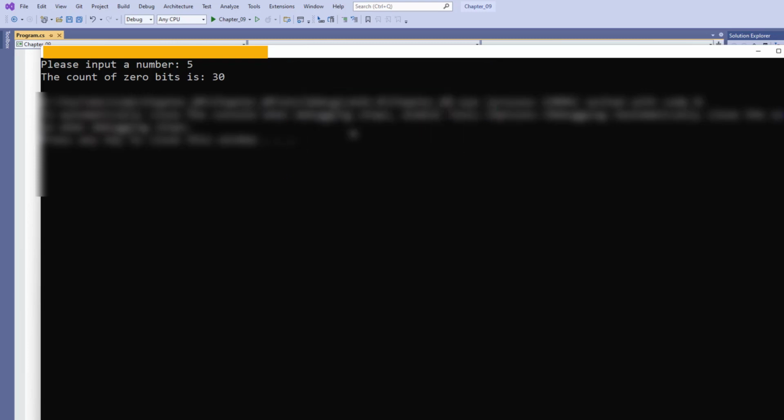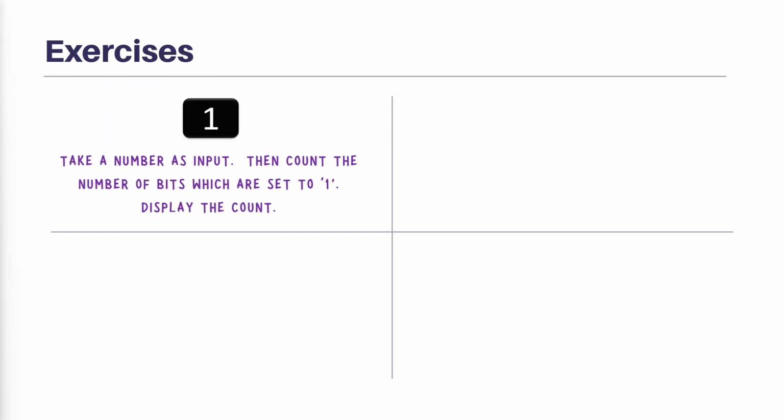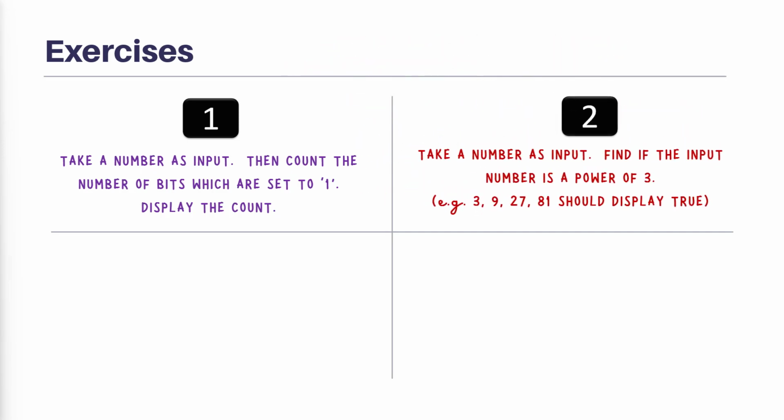Let's move on. Let's now move on to the final section of this chapter. This section shows exercises that you should try on your own. In the first exercise, take a number as input and then apply bitwise operators to count the number of bits which are set to 1. Finally, display the count.